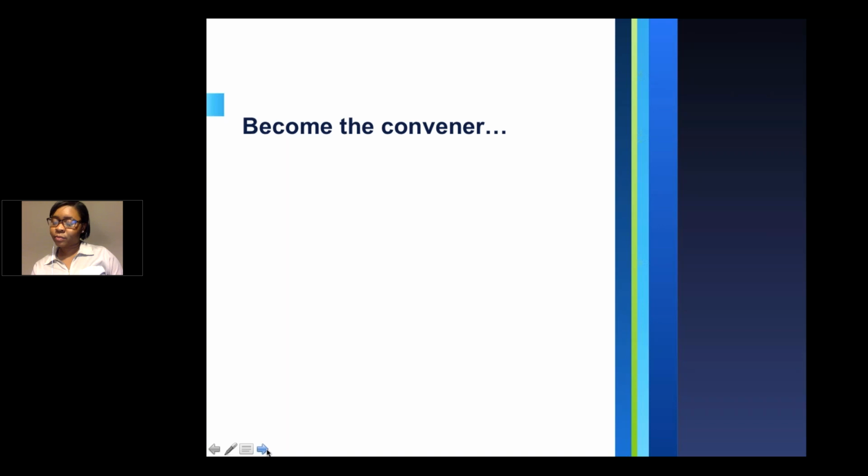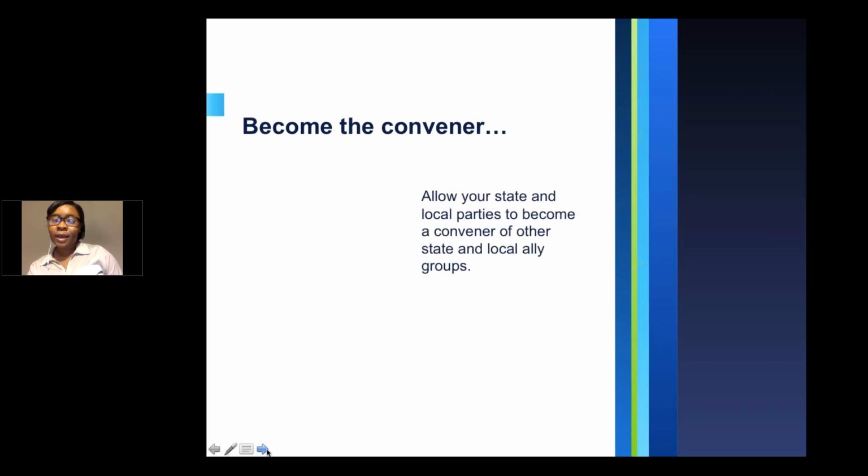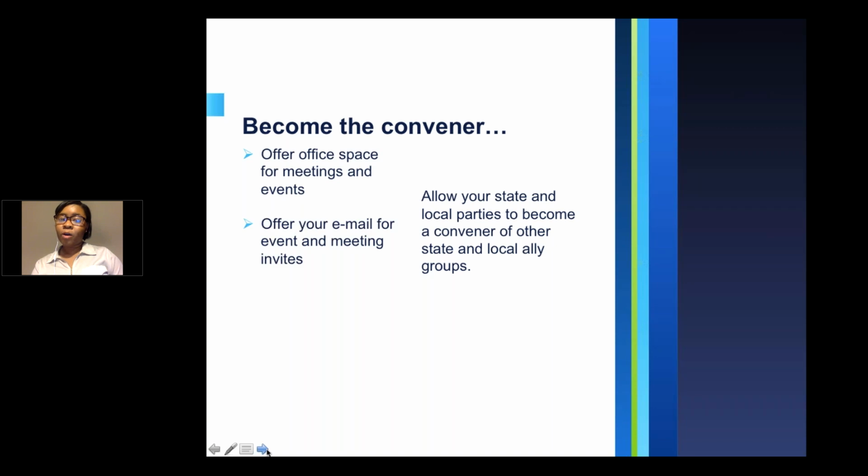Become the convener. Many national organizations are building state and local chapters around the country. Organizations like Indivisible and Emerge America are expanding nationally. Allow your state and local parties to become the convener of other state and local ally groups. You can offer office space for meetings and events, offer your email list for events and meeting invites, and offer volunteer support. This will better build your relationships with key organizations and members in those organizations.